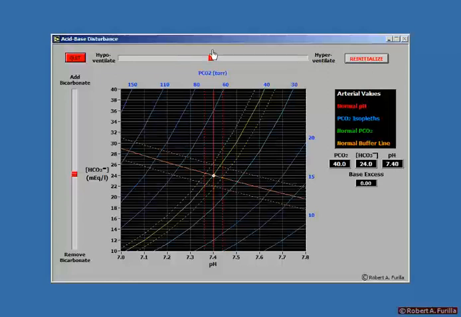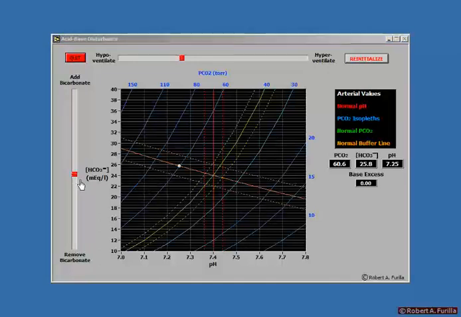So let's hypoventilate this individual. I will bring the CO2 up to 60. We now have a pH of 7.25. Clearly this is a respiratory acidosis. The only thing that changed was the CO2. There's been no compensation. Base excess is 0. Bicarbonate has risen, but it has risen only because CO2 has risen. Kidneys have done nothing yet. So this is a clearly uncompensated respiratory acidosis.